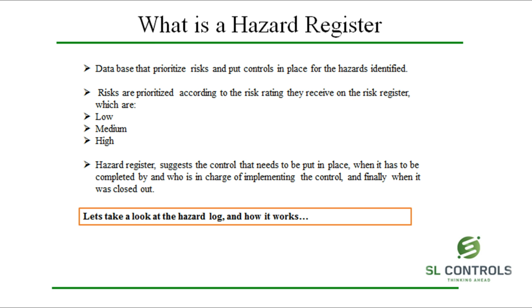Now that's our risk register done, and our next database we are going to take a look at is our hazard register. The hazard register is another Excel database used to monitor the implementation of controls and ensure they are put in place. Again, it is through your risk register that risks are prioritised on the hazard register. The hazard register suggests the controls to be put in place, when it needs to be completed by, and who is responsible for ensuring the control is implemented completely and closed out.